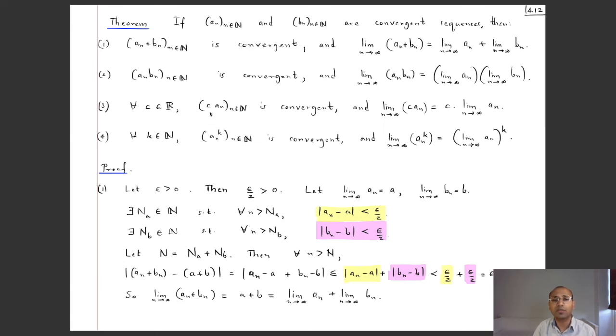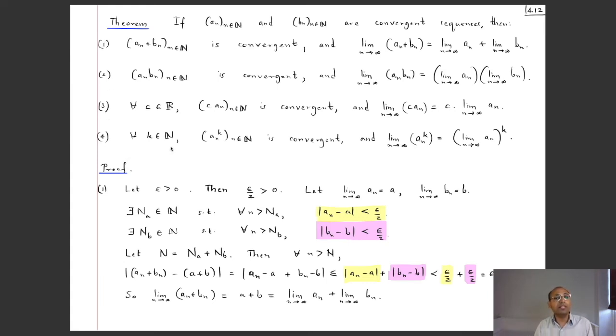Because then their term-wise product is c an, and by this the limit of c an will be the limit as n tends to infinity of an times the limit of this constant sequence c, c, c, c, which is equal to c, right? And so we get this. And the fourth statement, so 3 immediately follows from 2.